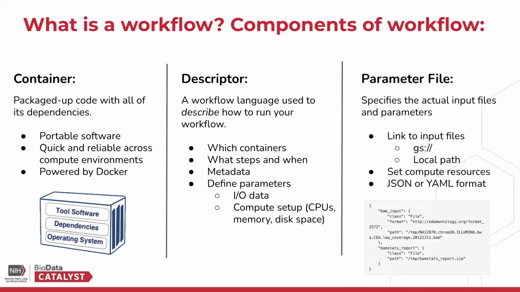And then finally, you need a parameter file. This is generally a JSON or a YAML file format. In this file, you can specify the actual input files and parameters, such as a link to the input files in a Google bucket, or a local path and compute resources.